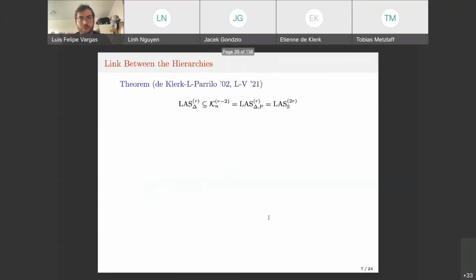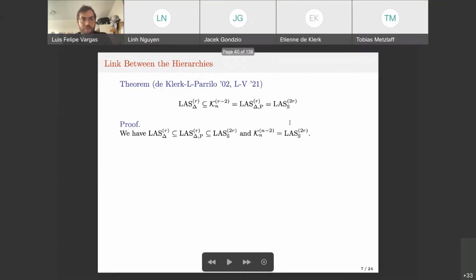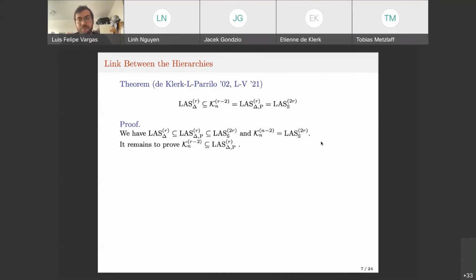In the next slide, we are going to relate all the cone hierarchies we have defined by the following theorem. The Lasserre hierarchy, the Lasserre cones based on the simplex, is contained in the rest, and the rest are actually equal up to some degree correction. To prove that, first of all, the first inclusions we have by the previous slide, and the second equality here is: K_n^(r-2) is equal to the Lasserre cone based on the sphere at level 2r, and this was proved by de Klerk, Laurent, and Parrilo in 2002. So it remains to prove that the cone K_n^(r-2) is contained in the Lasserre cone based on the preordering at level r.